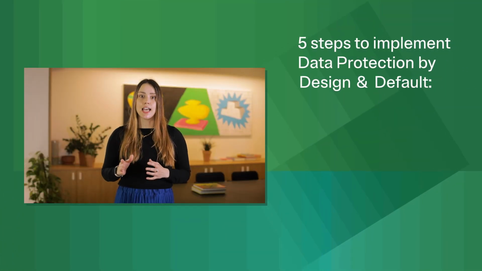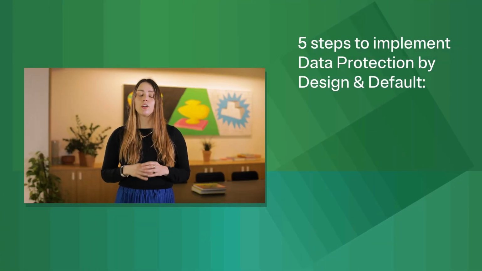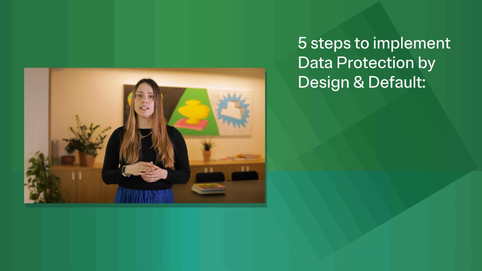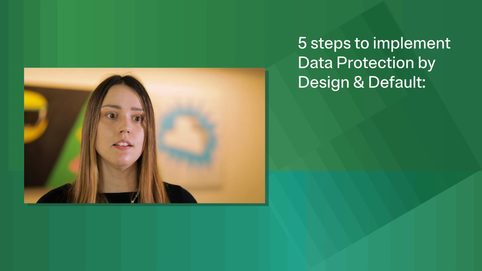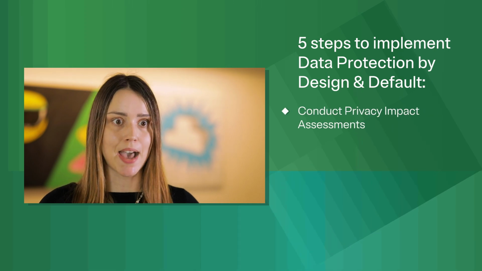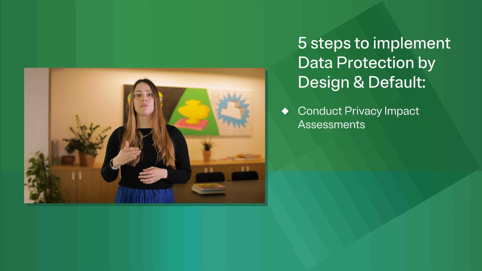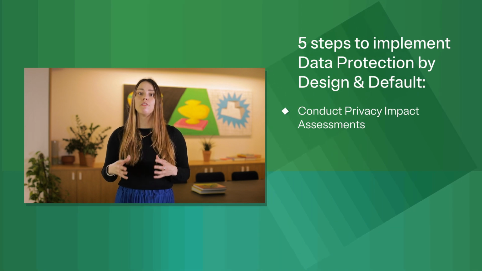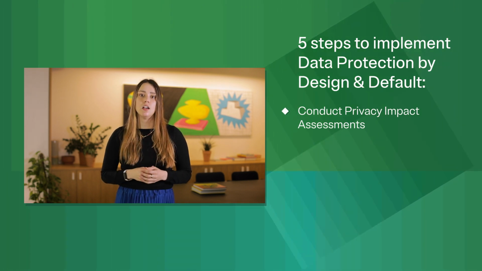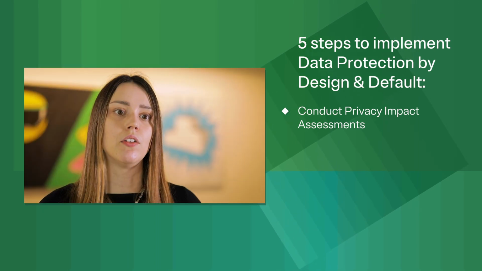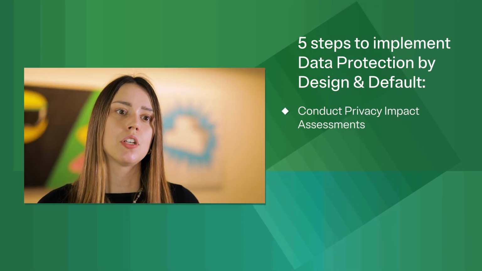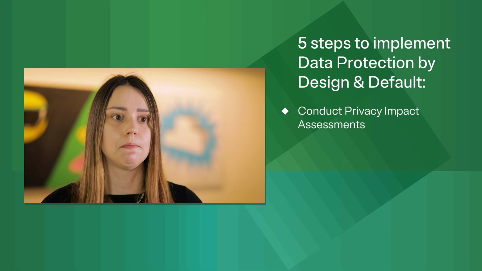Here are 5 steps that you can take to begin incorporating data protection by design and default into your processes. First, conduct privacy impact assessments. You should assess the potential privacy risks associated with your information systems and services. This will help to identify areas where data protection measures can and should be implemented.